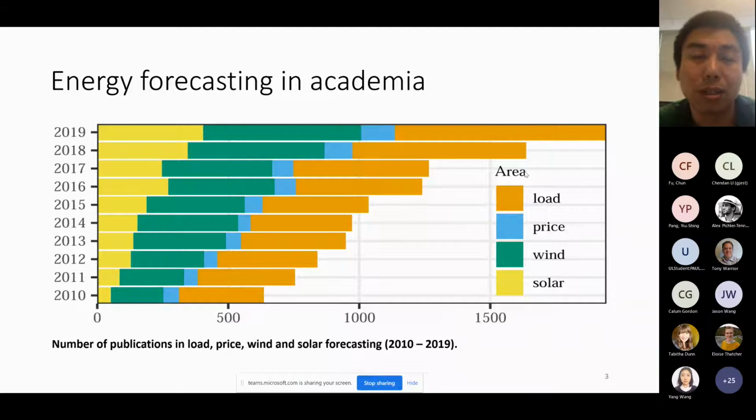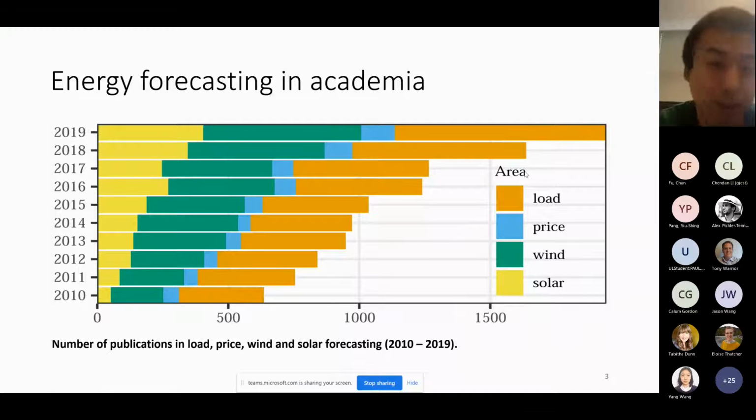So different subdomains of energy forecasting are all growing, but at different paces. At this stage, load forecasting is still the biggest sub area, wind is probably the second, solar is the third, and price is the next one. So this is energy forecasting in academia. The takeaway here is that it's very busy.